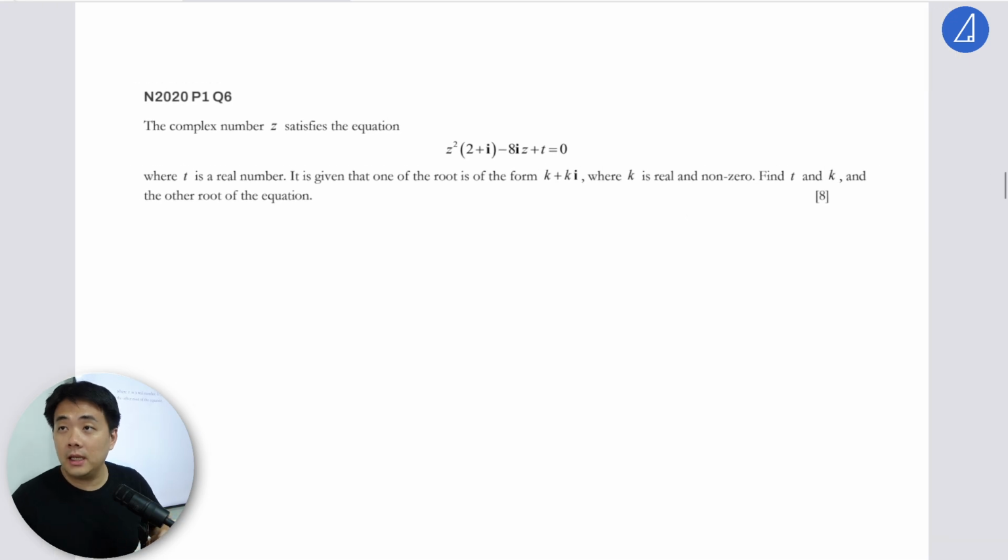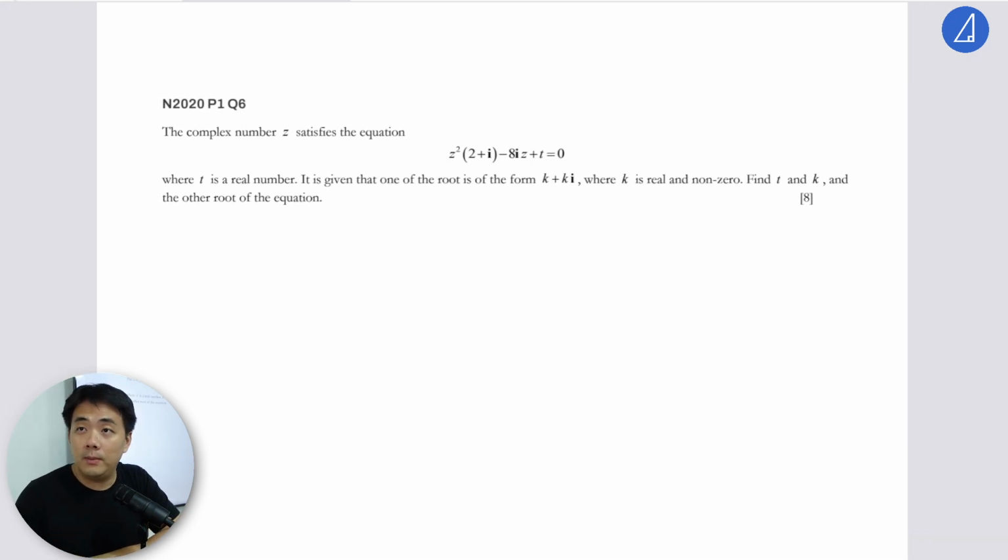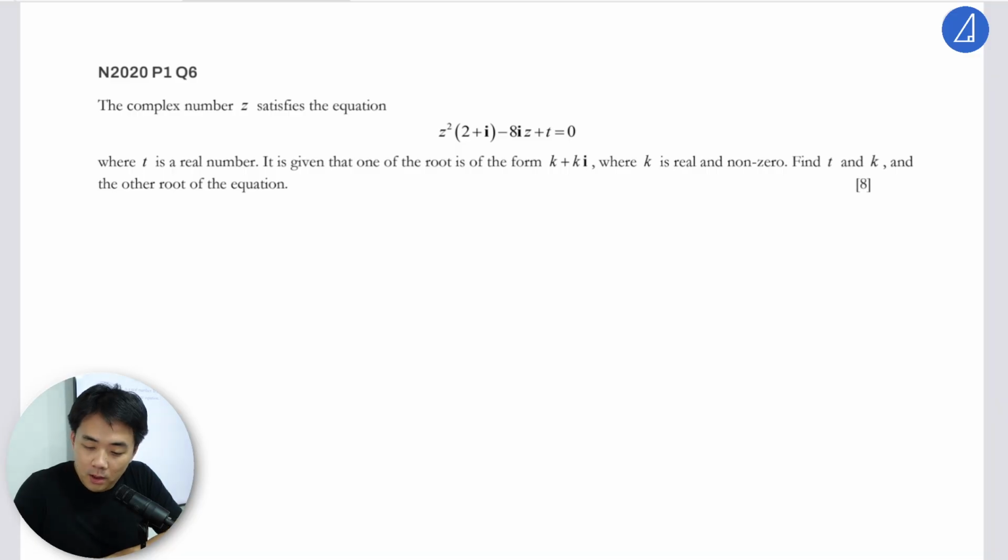The complex number z satisfies this equation, where t is a real number. It is given that one of the roots is of this form, k plus ki. I'd like to write this as k(1 + i), easier later. So if this is a root, meaning this will satisfy the equation.